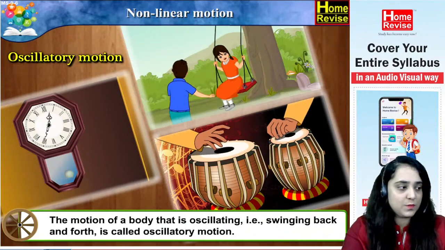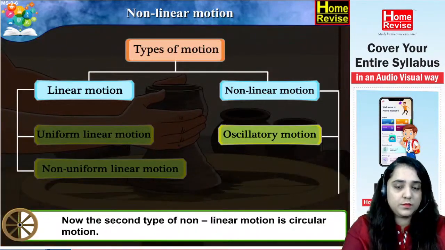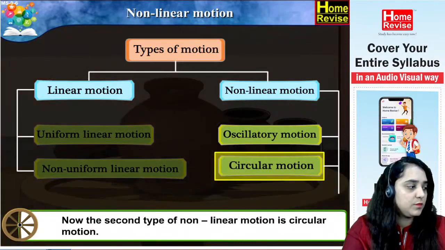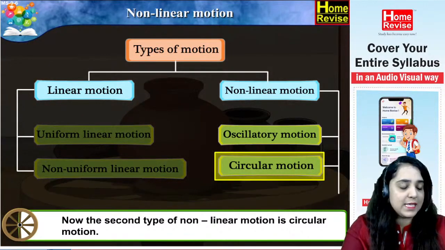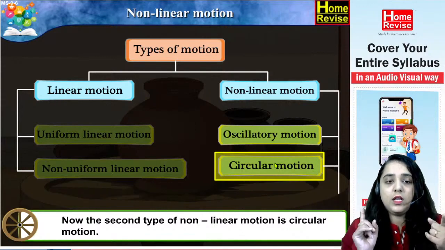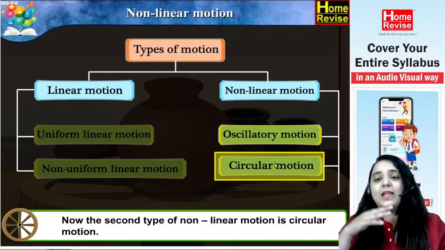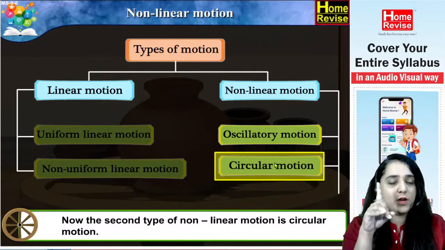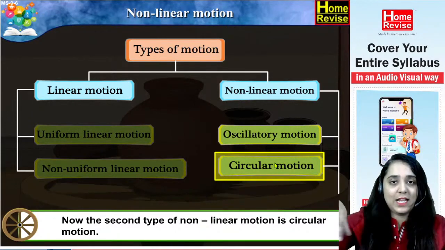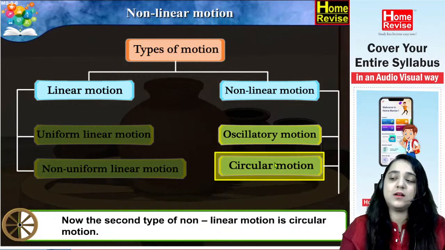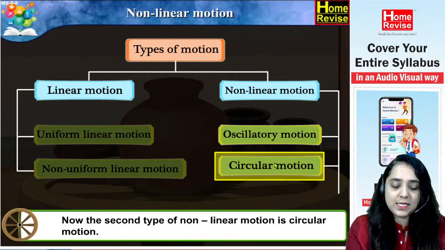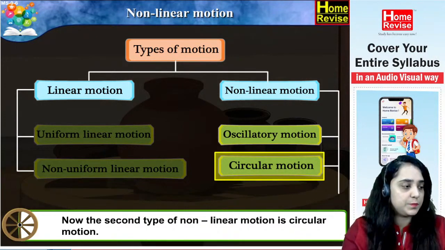Yes. Now the second type of non-linear motion is circular motion. Yes. So the second type, just like in linear we have 2 types, uniform and non-uniform. And in the non-linear motion, the first one, the oscillatory, is done, and the second one is the circular motion. Now let's understand what is circular motion.